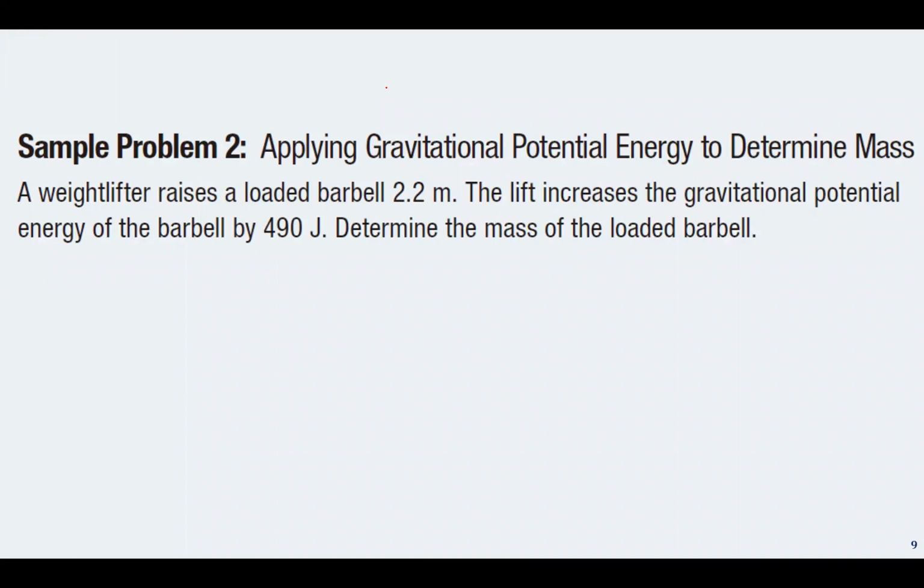A weightlifter raises a loaded barbell 2.2 meters. The lift increases the gravitational potential energy of the barbell by 490 joules. Determine the mass of the loaded barbell.